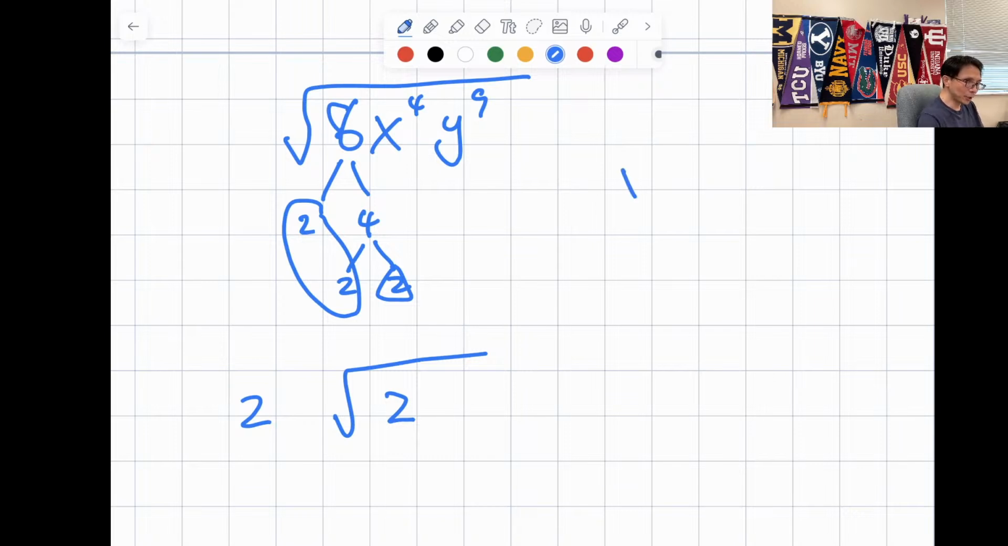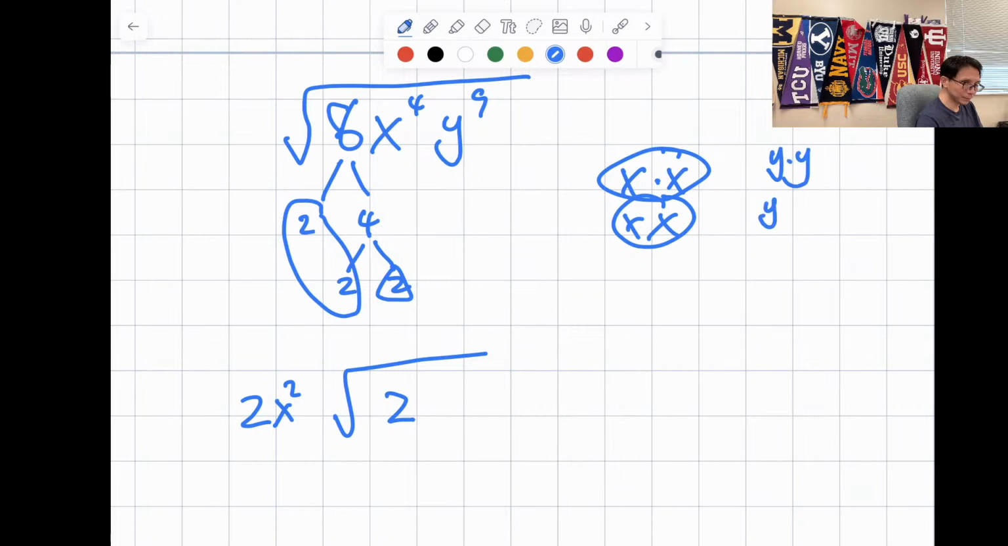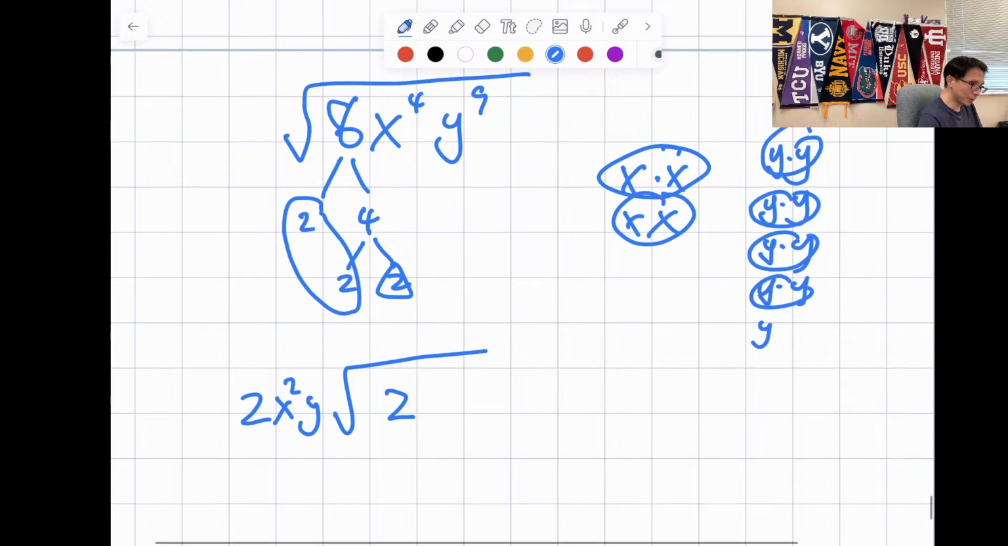X to the 4, so you have x, right? Technically, how many groups can you have? 2 groups, 1, 2. So it'll be x squared, because one of them can get shot. y: how many y can be grouped? 4, right? 1, 2, 3, 4. You can see that 9 divided by 2 is going to be y to the 4, but there's still one y left. And this is how you simplify this.